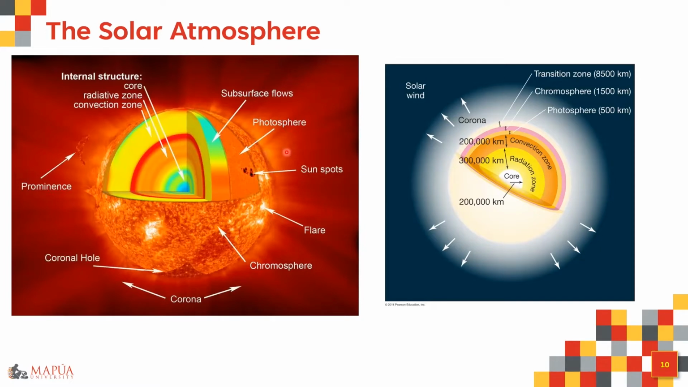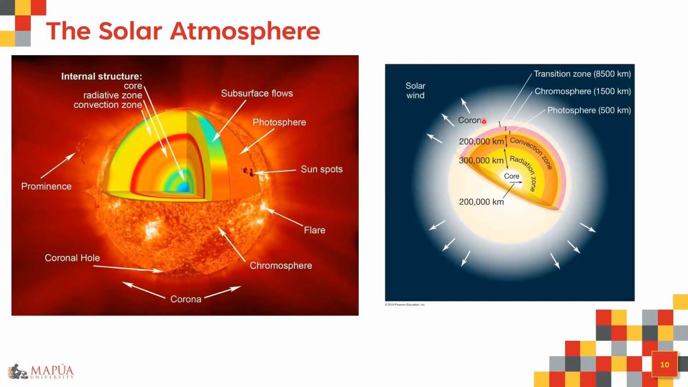And from this atmosphere, we can actually observe several phenomena. From the photosphere, you can see the sunspots. You can also see the granulation cells. And in the chromosphere, we can observe some filaments, some prominences, and some flares. And then in the transition zone, that's the region with a sharp increase in temperature from the chromosphere to the solar corona.